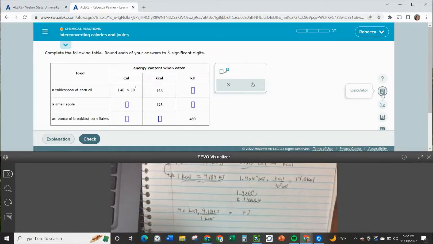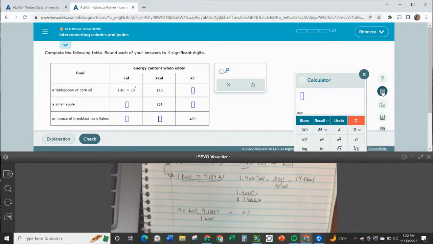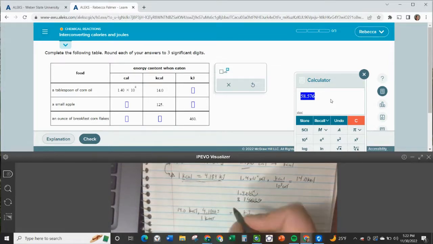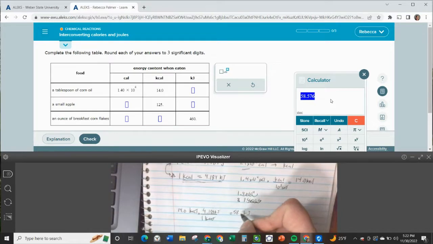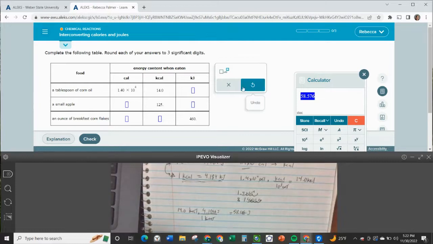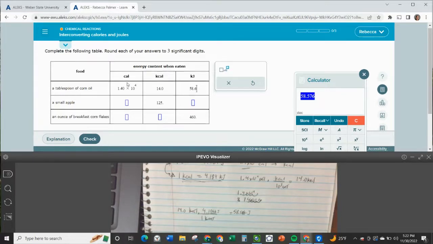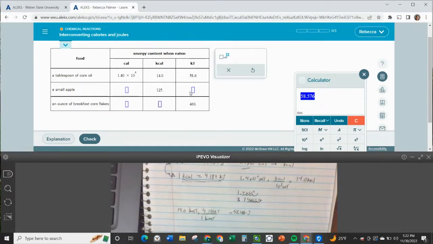So I will type this in on the ALEKS calculator. So 14 times 4.184, and that gives us 58.576 kilojoules. We need to report 3 sig figs, so this will be 58.6 kilojoules.